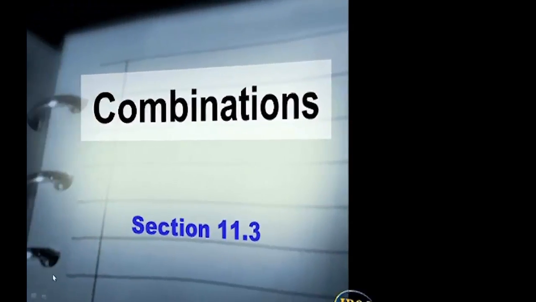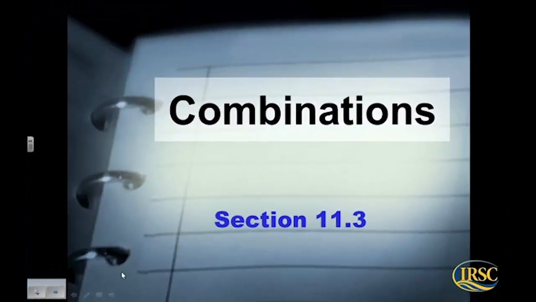So in 11.2 we had permutations, 11.3 is combinations. So these two things are different. They're very similar though. So let's talk about the characteristics of a combination.